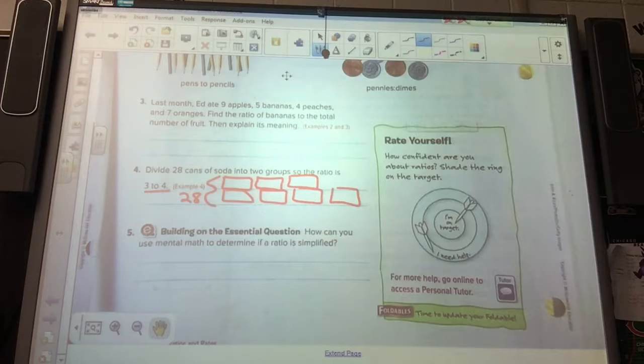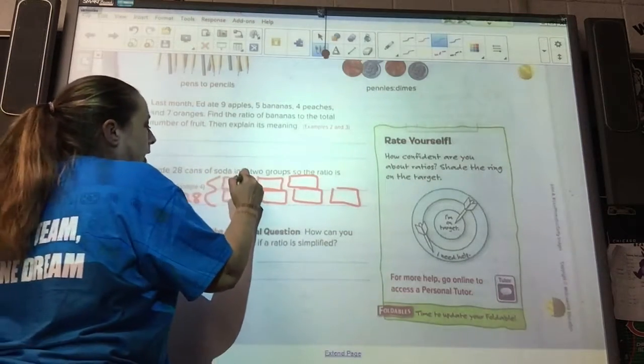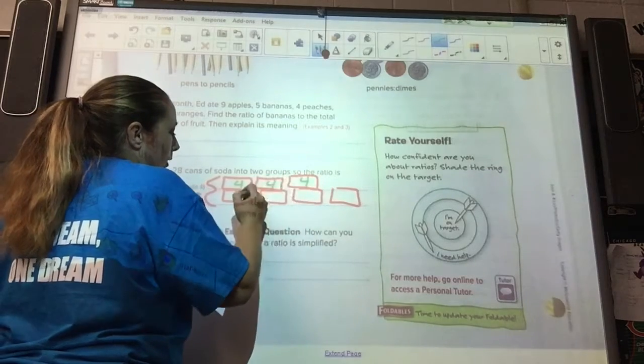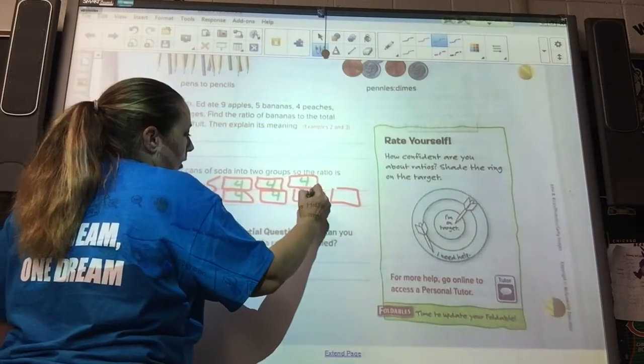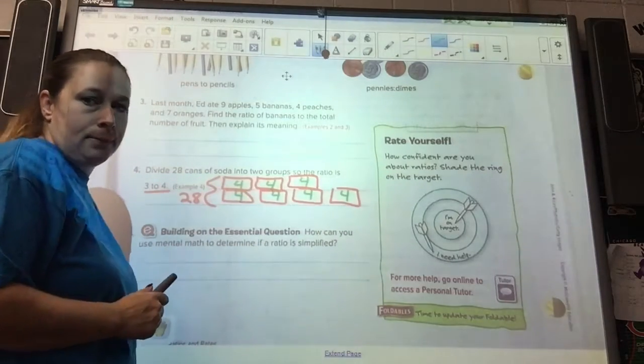Another way to think about it is how many 7s make 28. All right, 4. If you said 4, you got it correct. Each box is going to get a 4. 4, 8, 12, 16, 20, 24, 28. That adds up to 28, so you know you're right.